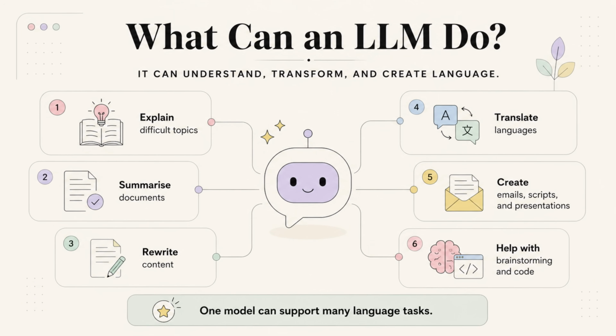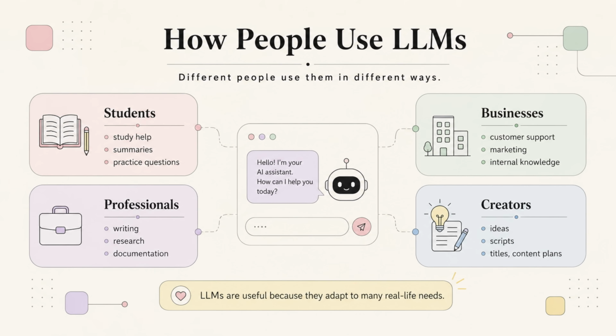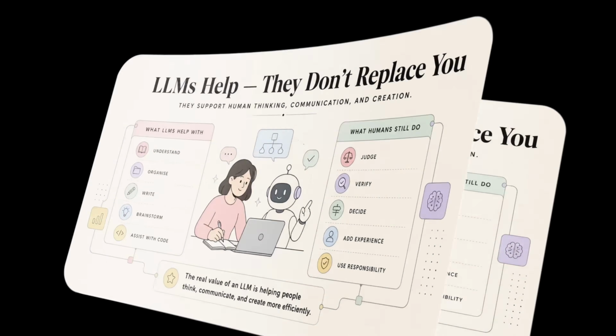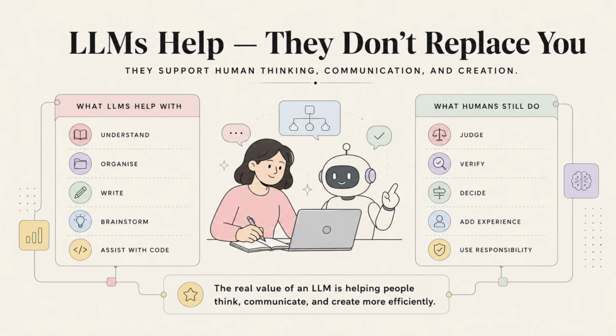LLMs can explain difficult topics in simple language, create emails, reports, scripts, captions, and presentations. They can also organize information, compare options, brainstorm ideas, and assist with code. For students, an LLM can act as a study assistant. For professionals, it can support writing, research, and documentation. For businesses, it can help with customer support, marketing, and internal knowledge. For creators, it can help develop ideas, scripts, titles, and content plans. An LLM does not replace human thinking, it helps people think, communicate, and create more efficiently.